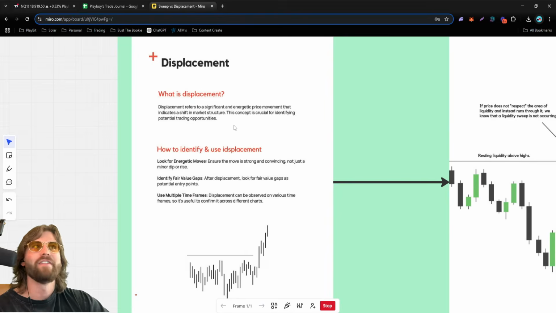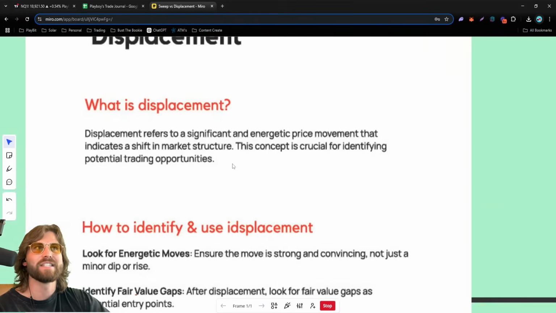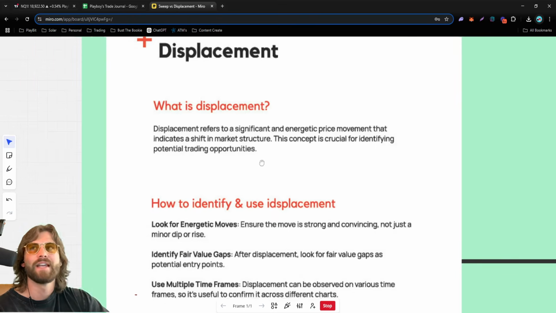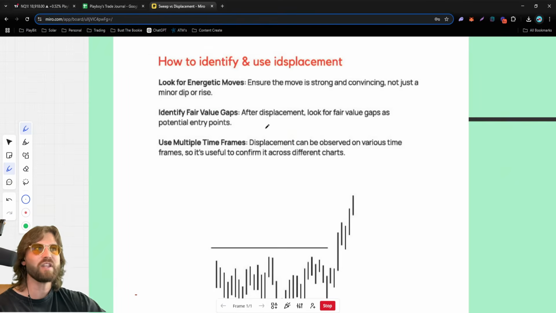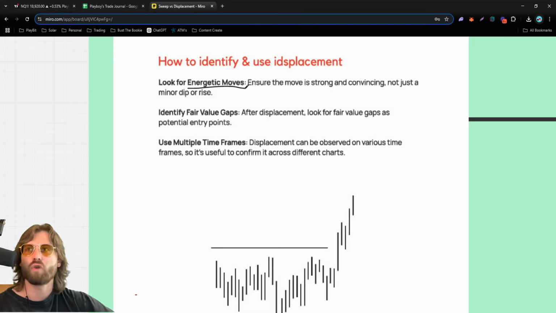Now, the opposite side of this is displacement. What is displacement? Displacement is simply going to refer to a significant and energetic price movement that indicates a shift in market structure. This shift in market structure is the opposite of the reversal, right? This concept is crucial for identifying potential trading opportunities, of course. We want to look for energetic moves, which sounds discretionary as it is. An energetic move is a strong move.